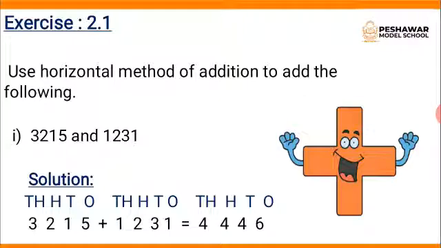Now add these numbers. Starting from the ones place digit, which is 5 plus 1 equals 6. Then add tens digit, which is 3 plus 1, 4. Then add hundreds digit, which is 2 plus 2, 4. And lastly add thousands digits, which is 1 plus 3 equal 4. The answer is 4446.